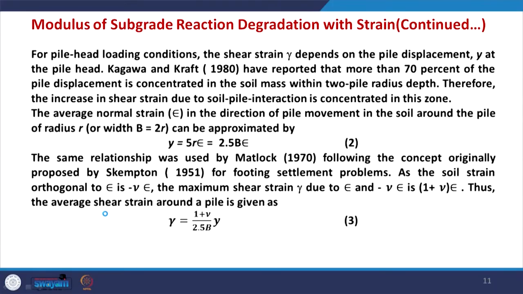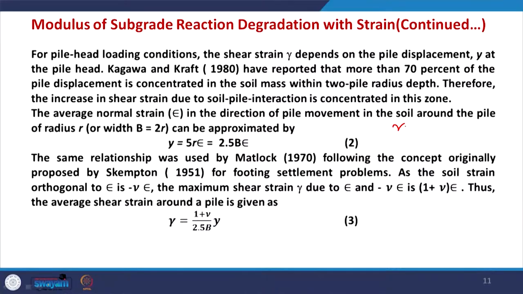Some of the researchers, Kagawa and Kraft in 1980, have reported that more than 70% of the pile displacement occurs within 2 pile radii depth. That means 2 times r, if I consider r as the radius of the pile. So 70% of the displacement will be in the depth of 2r, and then the remaining will be further. Therefore, the increase in shear strain is considered in this zone.